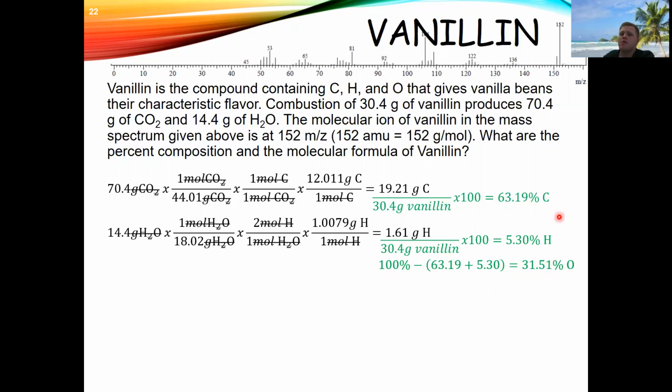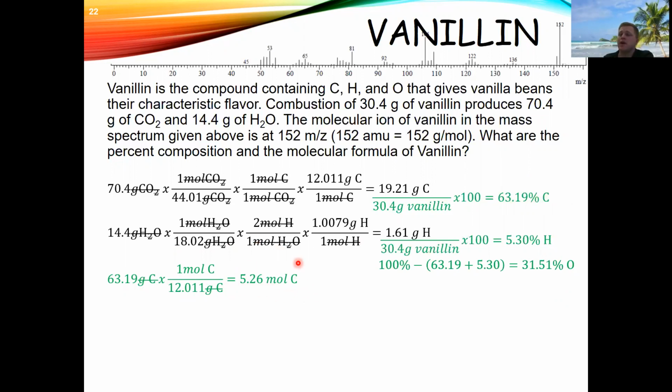Okay, now we know the percent composition of our vanillin. Now we've got to turn this into an empirical formula and then into a molecular formula. So let's pretend now that instead of percents here, we have grams. So we're going to have 63.19 grams of carbon divided by the atomic weight of carbon. Now we'll say we have 5.26 moles of carbon.